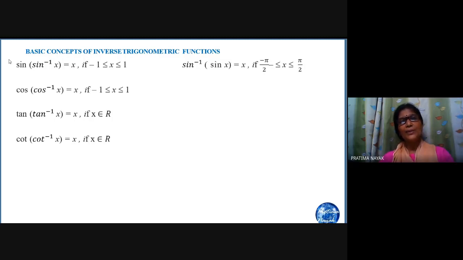You can see the expression sine inverse sine x is x if x is greater than or equal to -π/2 and less than or equal to π/2. Cos inverse cos x is x when x is between 0 and pi, that means greater than or equal to 0 and less than or equal to pi. So see, the range of the cos inverse function is different from the sine inverse function.